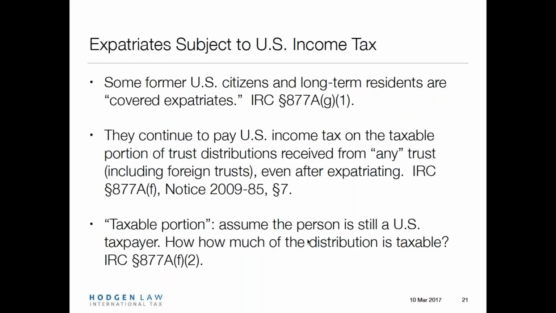The second group of people to watch out for, expatriates. Some people who give up their citizenship or their permanent resident status are what are called covered expatriates. In general, these are people who, when they give up their citizenship or green card status, have a net worth of $2 million or more. But there's a couple of other categories of people who can be tripped up and accidentally become covered expatriates.